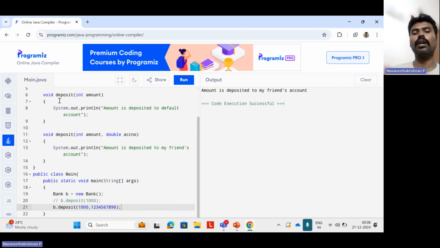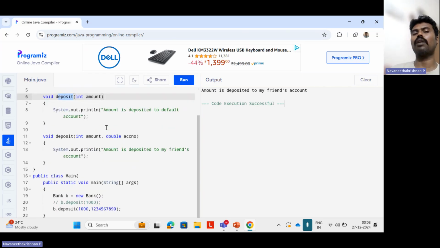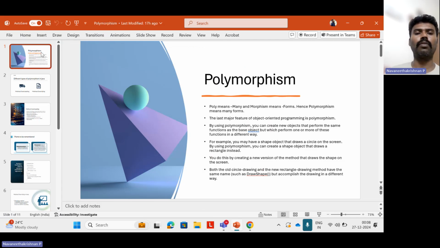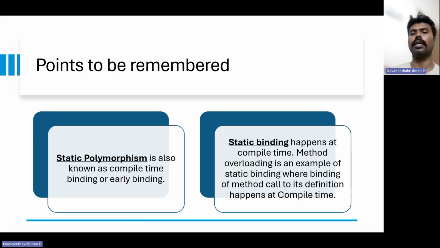So here deposit is one method, but it exists in two different forms, one with one parameter and another with two parameters. This we can call polymorphic behavior. Hence, we are achieving polymorphism. One of the ways to achieve polymorphism is method overloading. Method overloading is called compile time polymorphism. Next, we'll see the other approach and demonstrate it with the same use case.